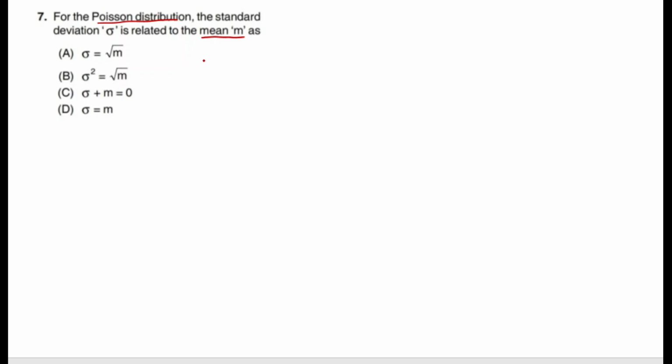In the Poisson distribution, we define the mean, generally represented in terms of mu, which is equal to n into p, where n is the number of independent trials occurring in the event, and p is the probability of success in a single trial. We take one single trial, and p is the probability of success there. So p represents the probability of a success and n represents the total number of independent trials.